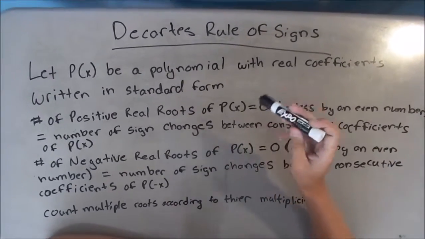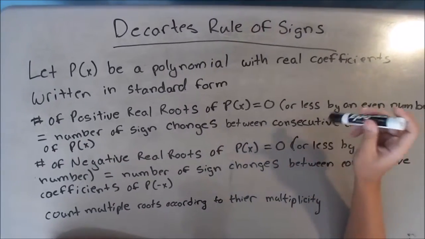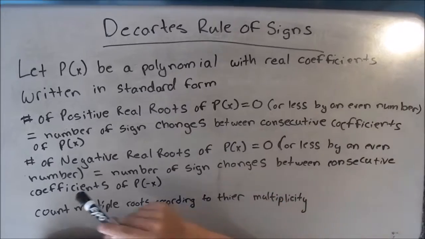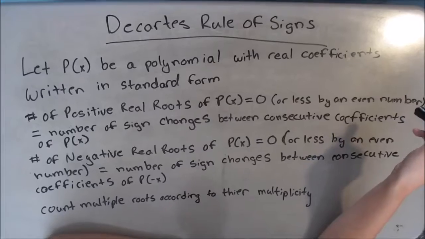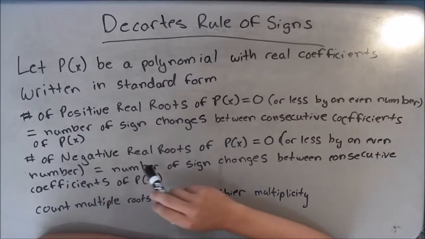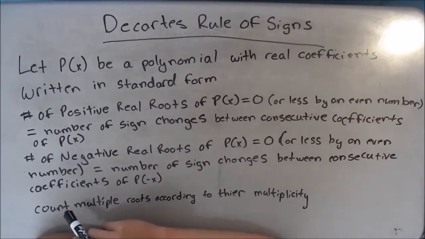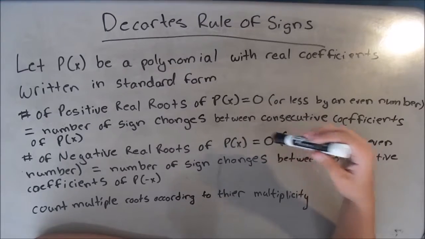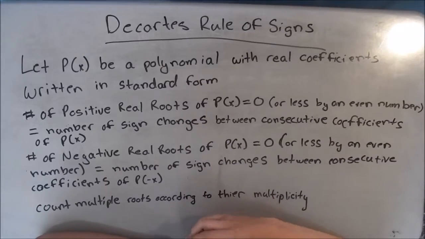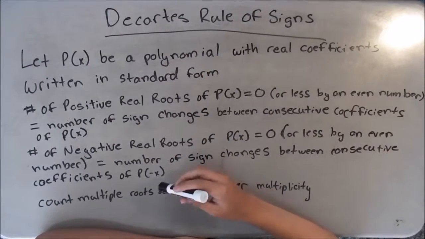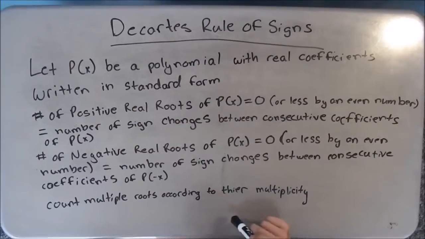Alright, so this is Descartes' rule of signs. Let p of x be a polynomial with real coefficients written in standard form. The number of positive real roots of p of x equals 0, or less by an even number, equals the number of sign changes between consecutive coefficients of p of x. Same thing goes for the number of negative real roots of p of x equals 0, or less by an even number, equals the number of sign changes between consecutive coefficients, this time of p of negative x. And then count multiple roots according to their multiplicity.